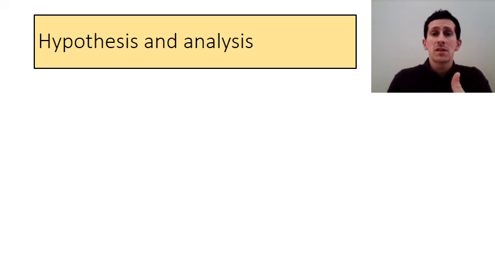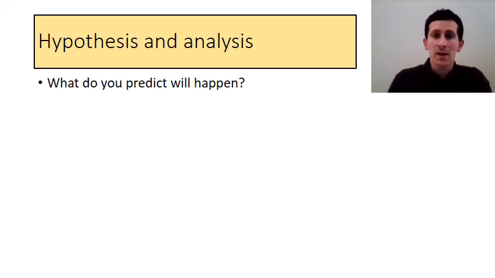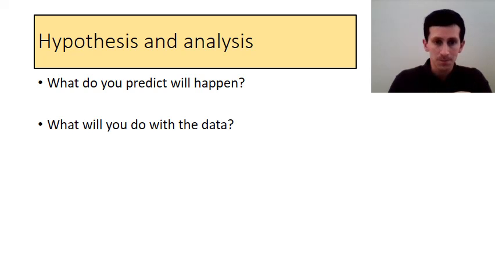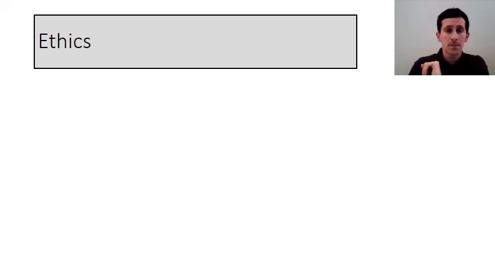When we talk about hypothesis and analysis, what do you actually predict is going to happen? What would be your hypothesis for this experiment? And also, what are you going to do with the data? We've already looked at statistical tests. So based on the data you're going to get, you know how the study is being run, what the experimental design is, if it's repeated measures, etc. What are you actually going to do with the data? What test are you going to use to analyze it?